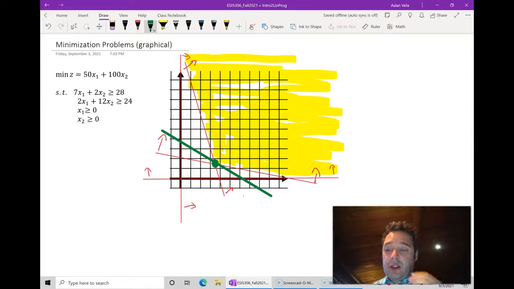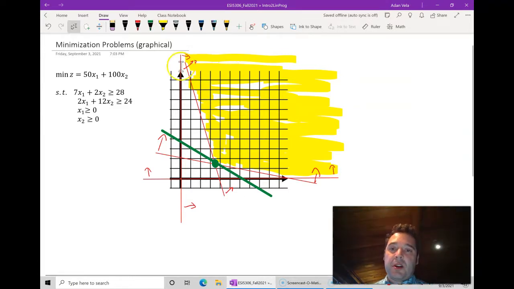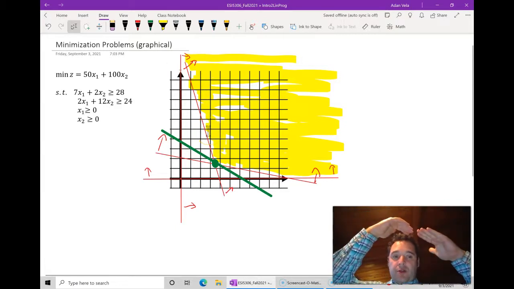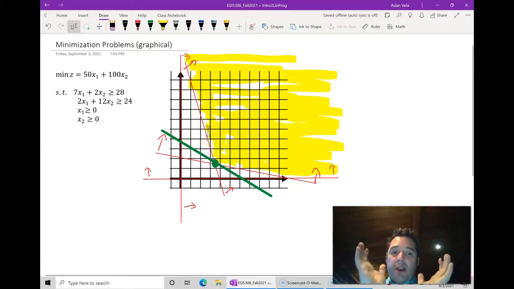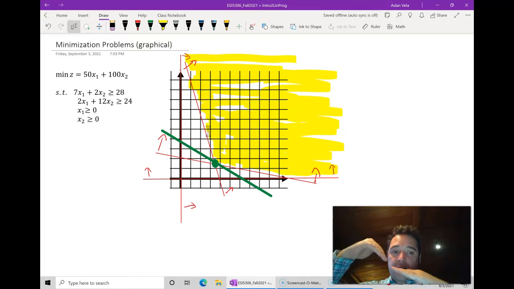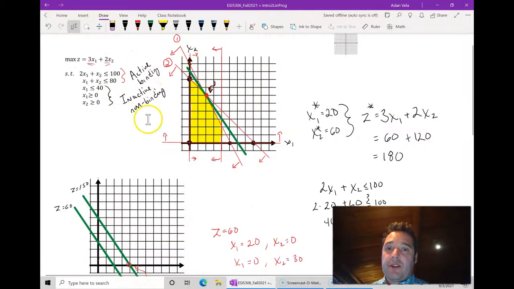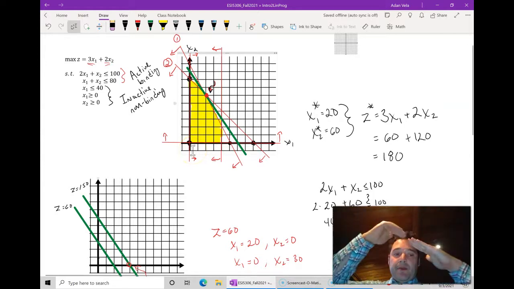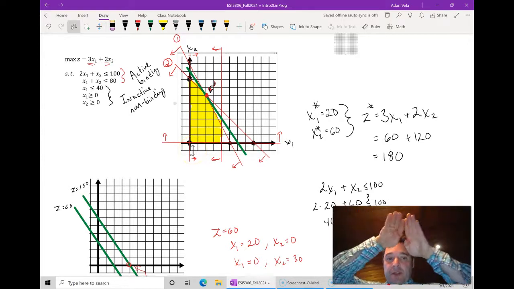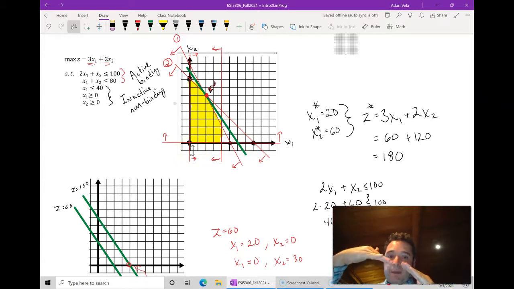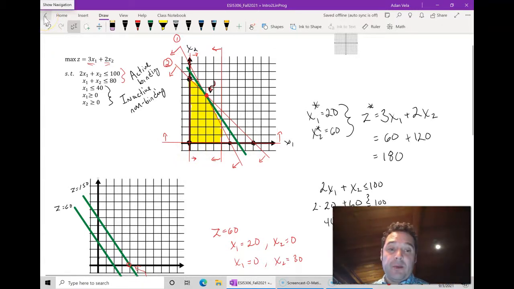Now, the neat thing to notice is that in the minimization problem, when we're trying to push our isoline down, we have these constraints, the red lines, that are holding it up. In the maximization problem, it's the opposite. Our isoline, we want to move it up, but we have the constraints holding it back, holding it down. This is something to keep in mind whenever you formulate a problem.